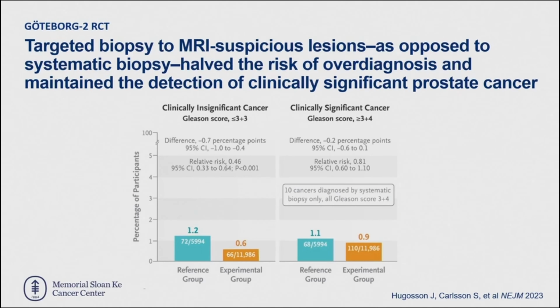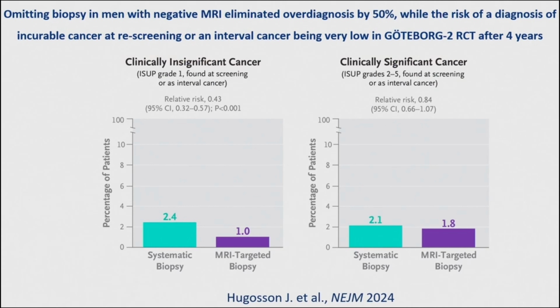And so you saw the Göteborg 2 trial that I'm also an investigator of, that reduces the risk of overdiagnosis and keeps the detection of significant disease by only putting needles into what we saw on the MRI. And as Dr. Barakas mentioned, when men come back 4 years later, we still have a reduction in overdiagnosis without missing interval cancers. As somebody mentioned before, what's the risk that somebody comes back with a bad cancer in the meantime? And that is the risk when we have somebody with a negative MRI or a negative biopsy.